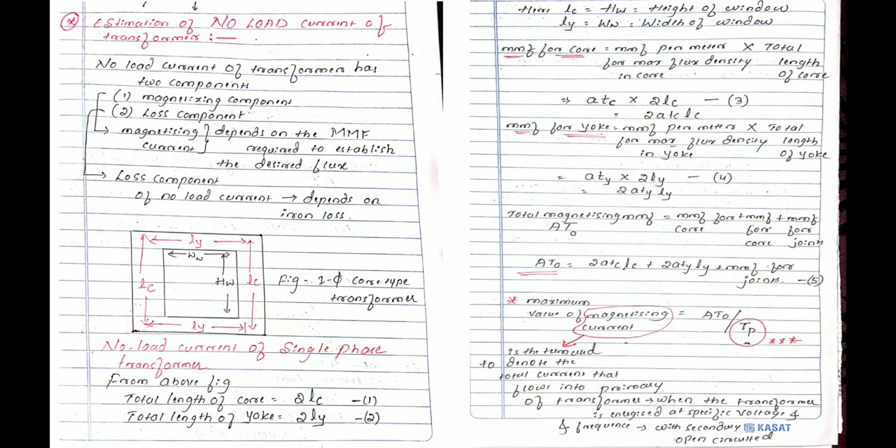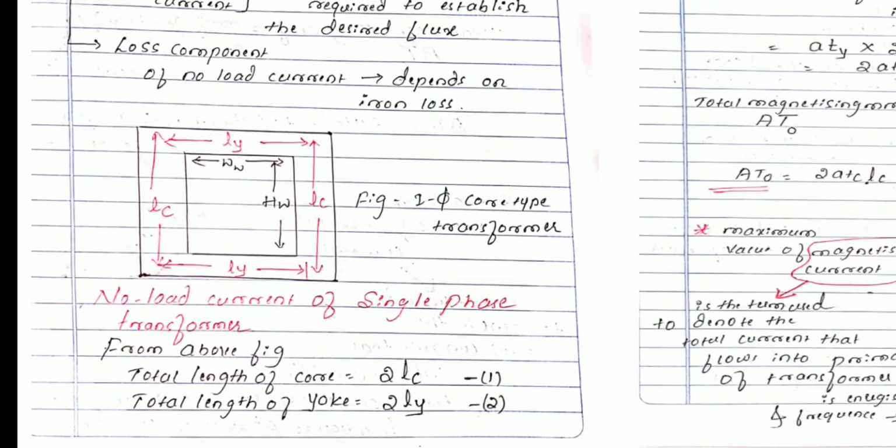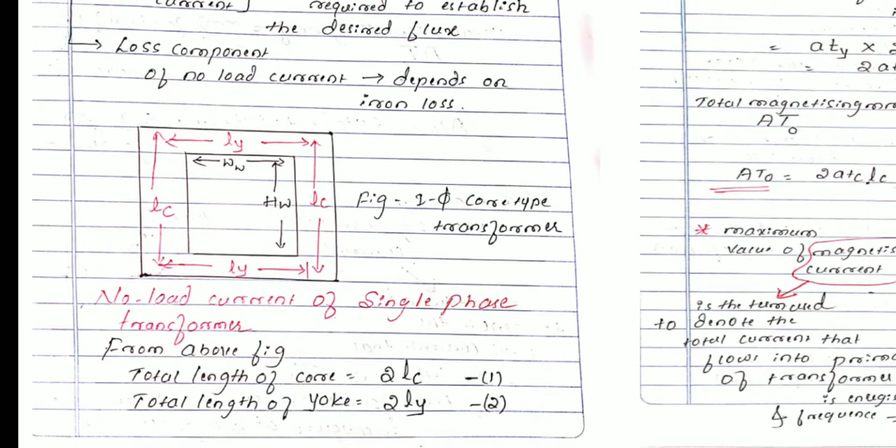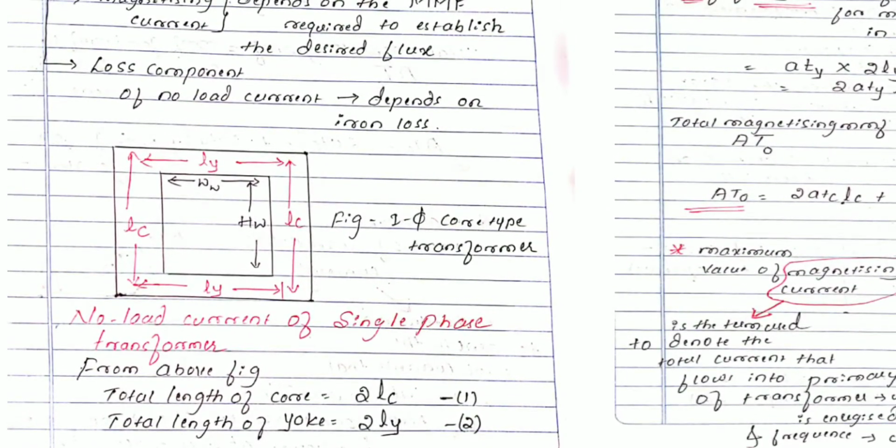So this diagram represents a single phase core type transformer. Single phase in the sense that only one window will be there. The window is a space for the accommodation of the windings. Getting my point? So see here, from the figure, let me zoom in. From this figure, total length of core, LC, where L is length and C stands for core. So LC is nothing but the length of the core.